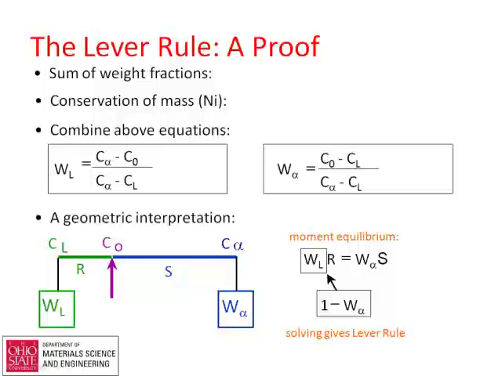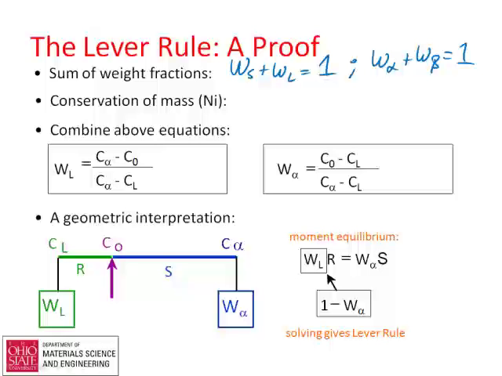We can do a proof for this, and I will leave this to you if you're so inclined to do this in your class. It's not very difficult. The two things that we really care about, we always know that the sum of the weight fractions, the weight fraction of the solid plus the weight fraction of the liquid has to equal 1, or for a more general system, you can say weight fraction of alpha plus weight fraction of beta has to sum to 1. Like 70% plus 30% equals 100%.